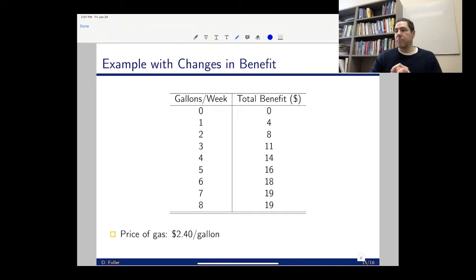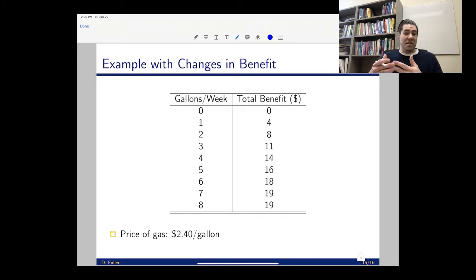So in this simple example, I've got how much driving I want to do. Let's say that I drive to go visit friends. The more I drive, the more friends I get to visit, the greater the benefit. I've quantified the benefit here in dollars. We've got the number of gallons of gas I use per week from driving and the total benefit I get from visiting more people in dollars. I need to calculate first what is the cost of using gas, and then the total benefit and the total cost.